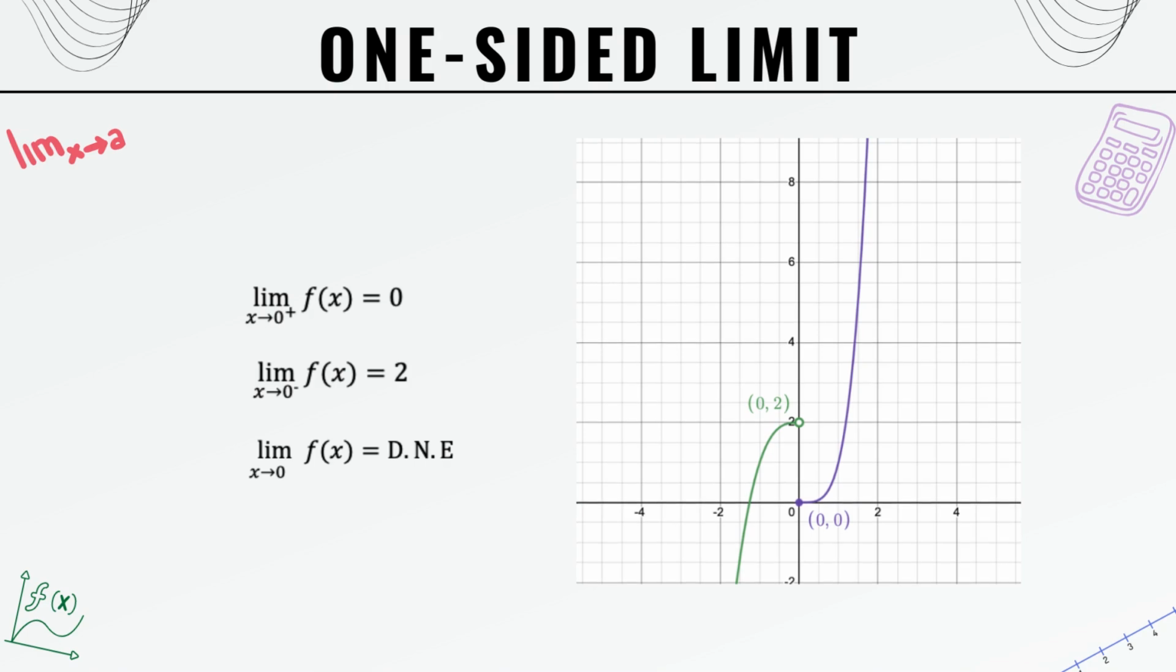When x gets closer to 0 from the right, y gets closer to 0. In contrast, from the left, y gets closer to 2. Again, the limit does not exist at x equals 0.